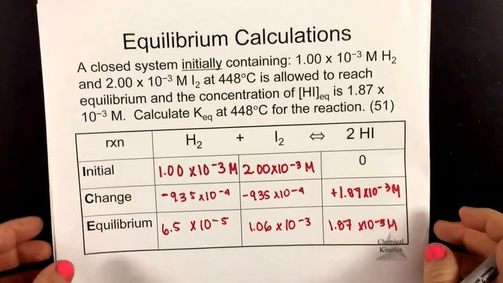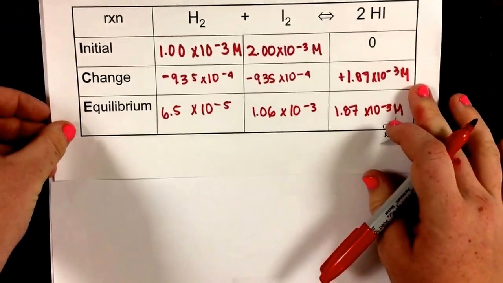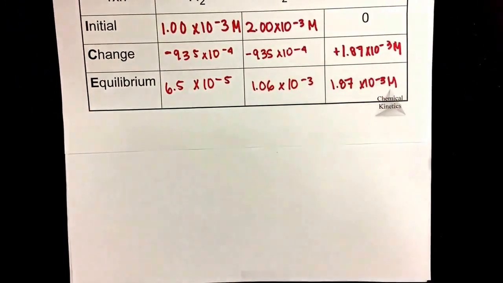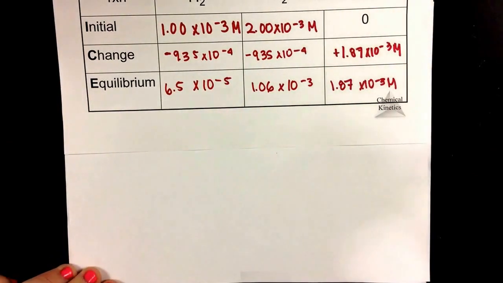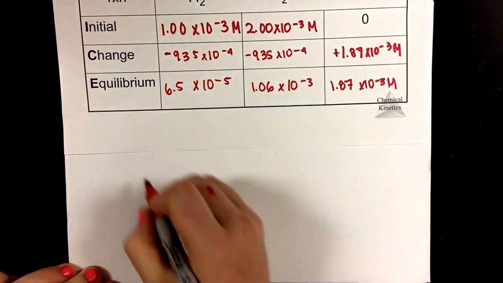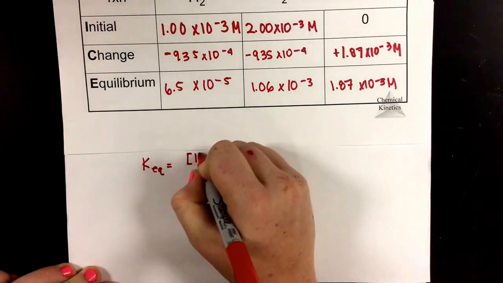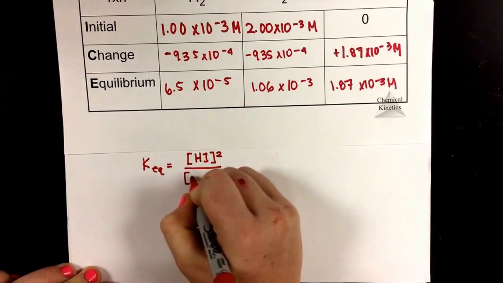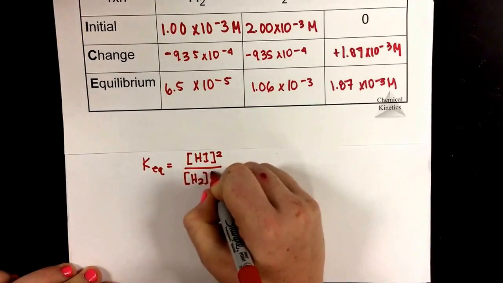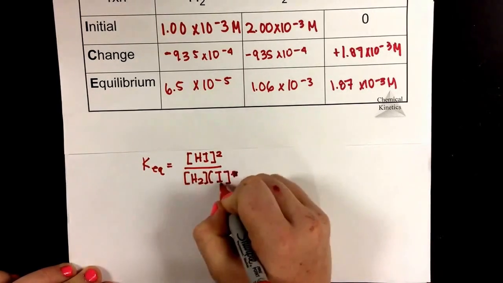Okay, so now on to actually doing the problem. In order to set up your KEQ expression, it's going to be, again, a ratio of products over reactants raised to the stoichiometric coefficients. So it's going to look like this. KEQ equals the concentration of HI to the second over the concentration of H2 multiplied by the concentration of I2.